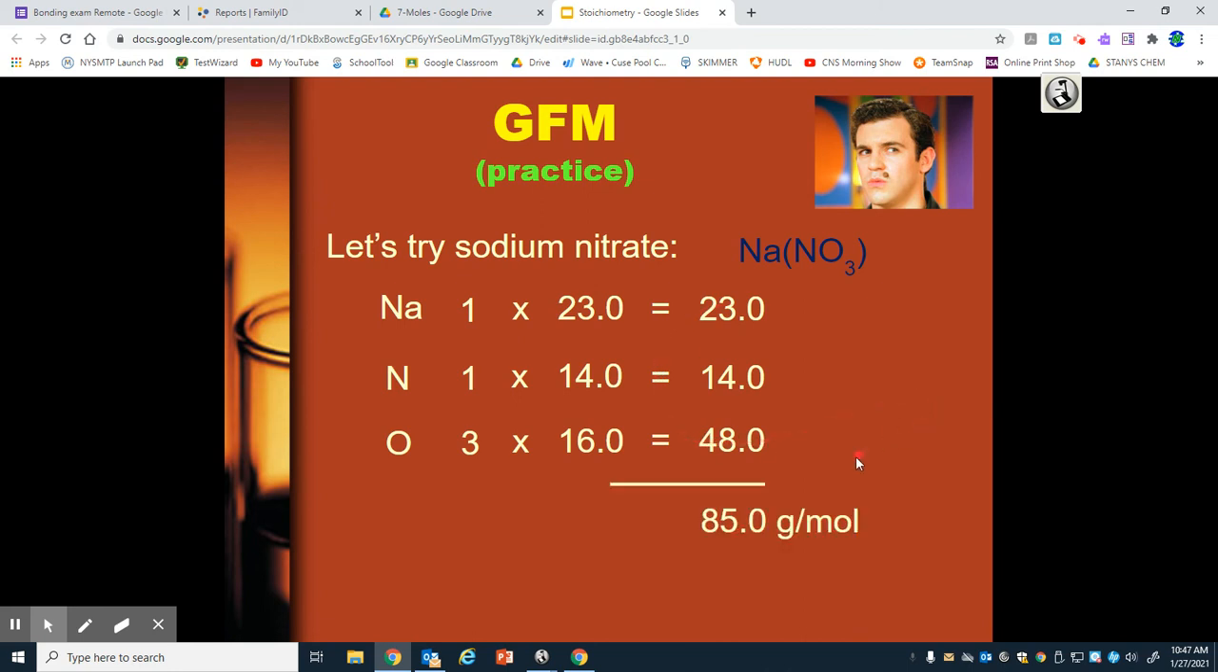So you can see that the GFM of 1 mole of sodium nitrate is 85 grams, which is a little bit bigger than the previous compound, which I can't remember, it was magnesium something. All right, okay. So that's all we're doing right now.